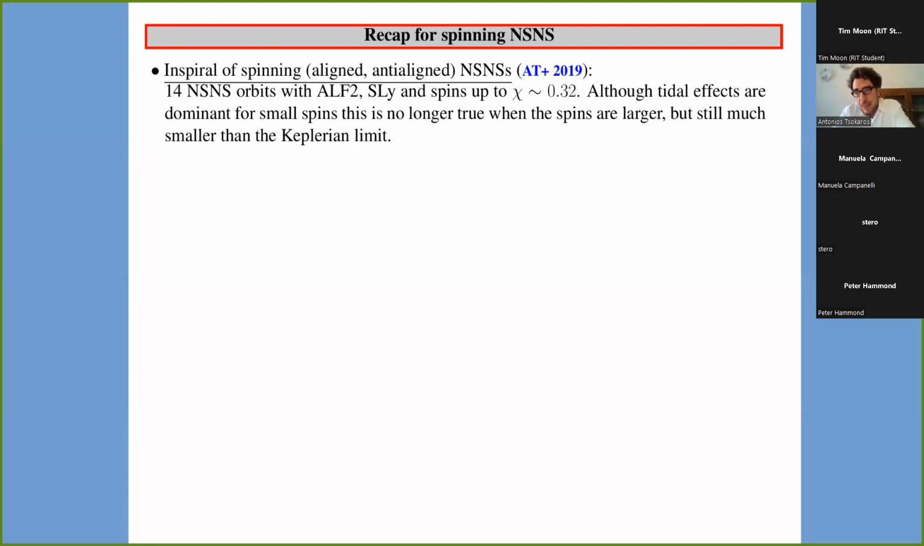And what we have found is that although tidal effects are dominant for small spins, which are of order 0.1 or below, this is no longer true when the spins are larger, like 0.2 or 0.3, which are still much smaller than the Keplerian limit. So these can still be considered slowly rotating neutron stars.